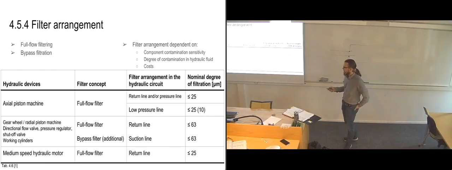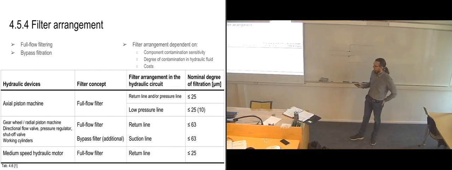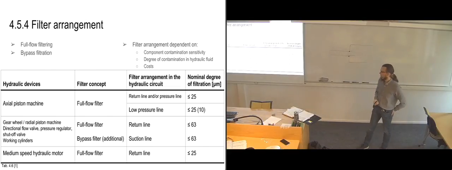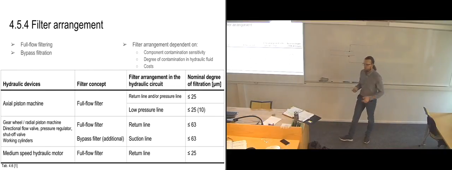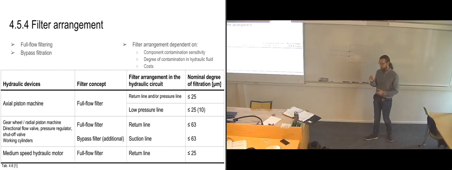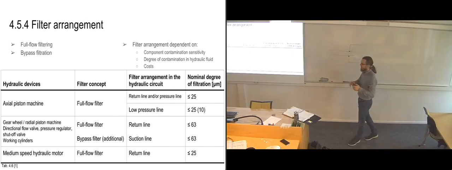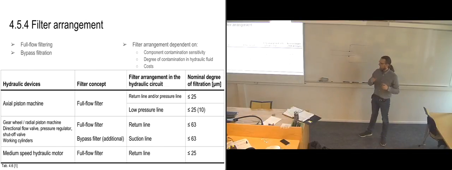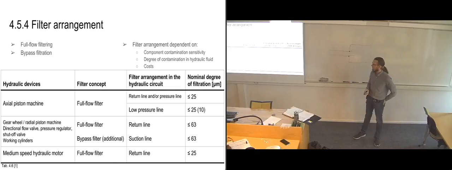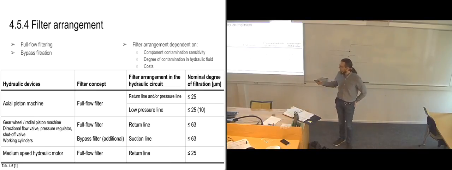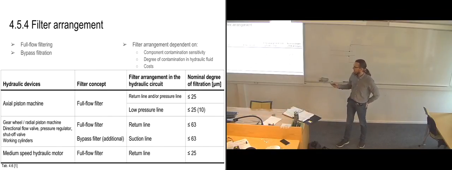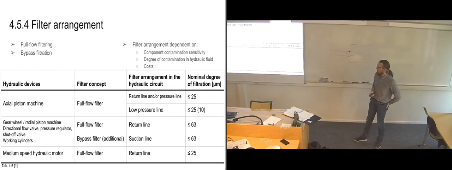Then you have medium speed hydraulic motors. They run full flow filters on the return line, and they have contamination particles less than 25 micrometers. So for a hydraulic motor, if you want it to be really efficient, you can't have very large gaps between the housing and the gears, if it's a gear pump, if it's a gear motor. You can't really have these large gaps between them, so you can't have very large contamination particles, or else you will have them being crammed into places where they really don't fit, so they will start damaging your equipment. So that's why it's lower there. However, if you have a radial piston machine or a gear wheel, then you can have larger particles.